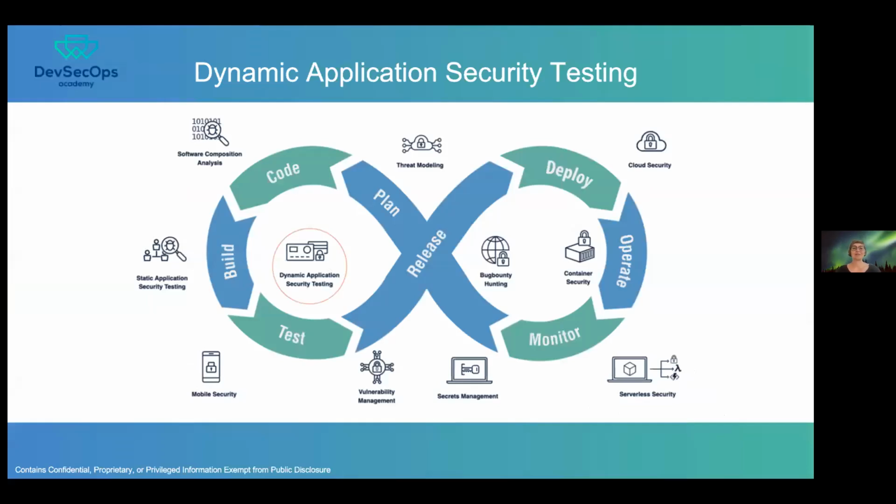Right. So here on the screen, you can see the DevOps loop with the DevSecOps categories that we focus on teaching here in the Academy. So this week's course does fall into the category of dynamic application security testing. But what is that exactly?